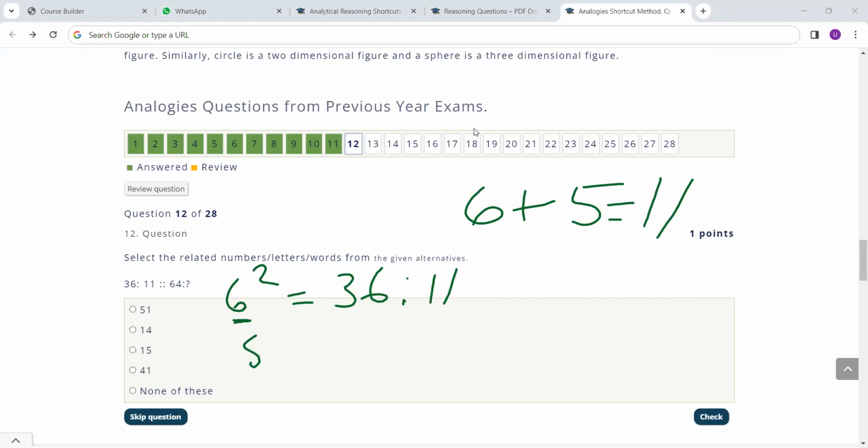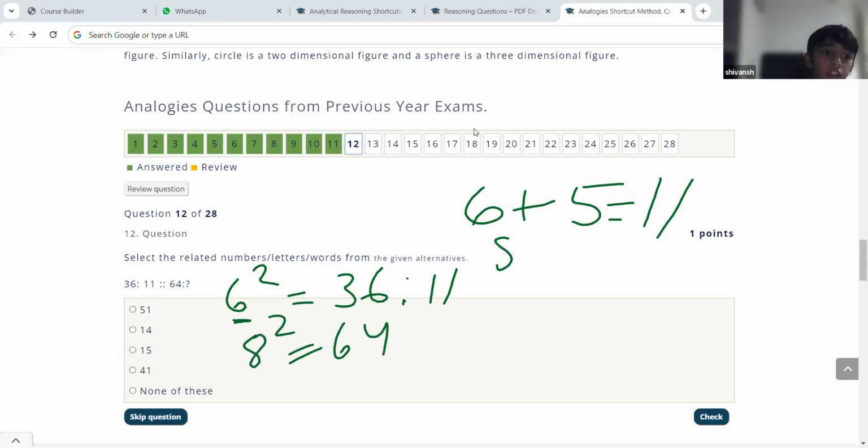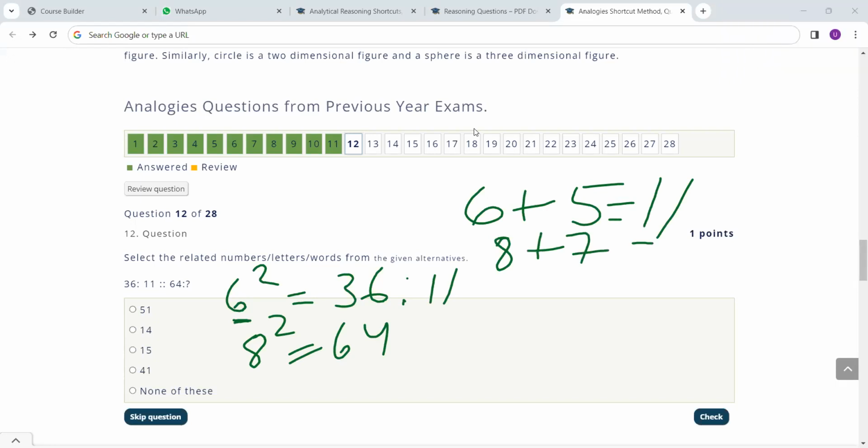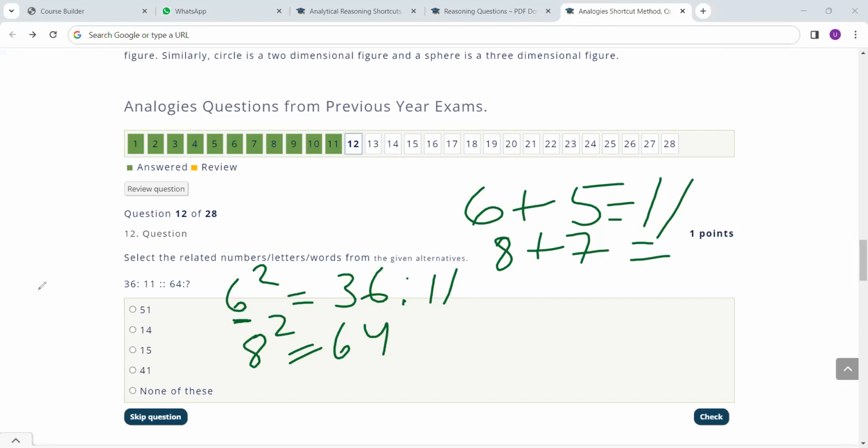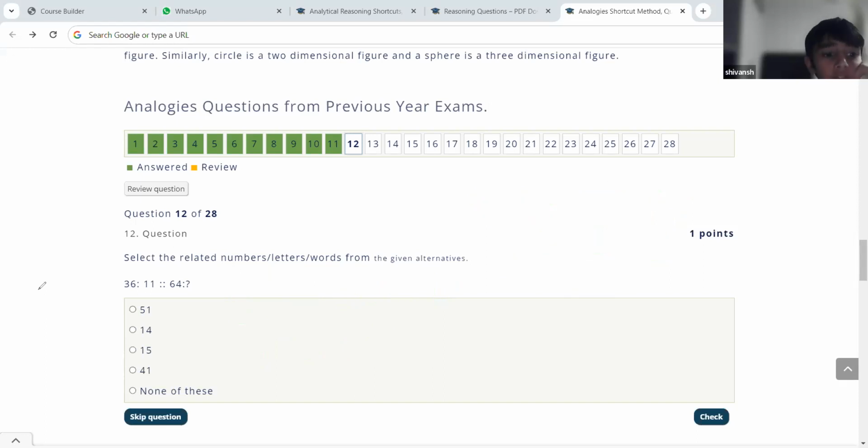8 times 8 is 64. 8 plus 7 is how much? 8 plus 7 is 15. So we will get 15 over here. This one was really hard.